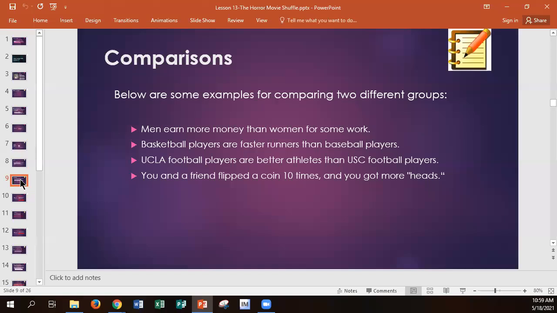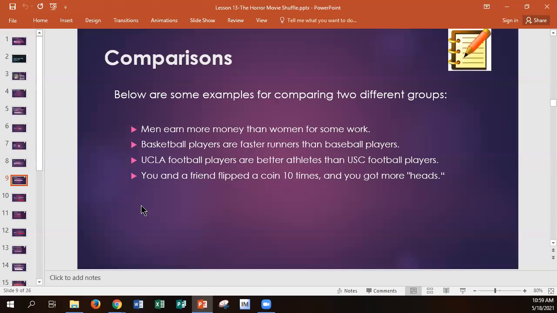Kind of, yeah. Well, it's not this or that, but it's a comparison. It's like this and this, like, have this kind of outcome. Yeah, this and that kind of deal. So UCLA football players are better athletes than USC football players. Right? Some of these are controversial, yeah. And you and a friend flipped the coin 10 times. You got more heads. Okay. So you can always make a comparison.